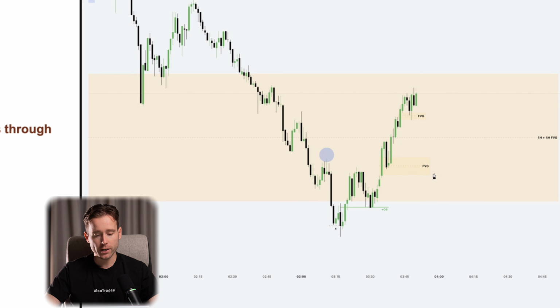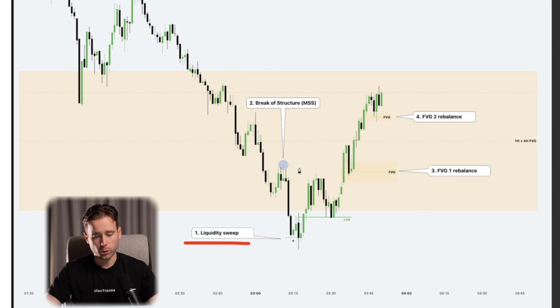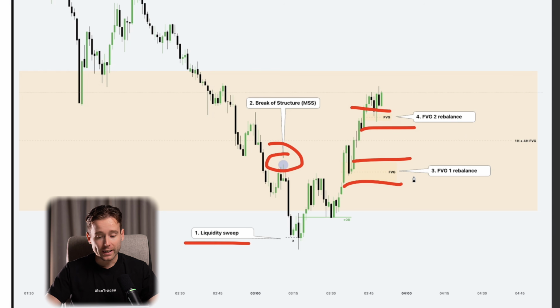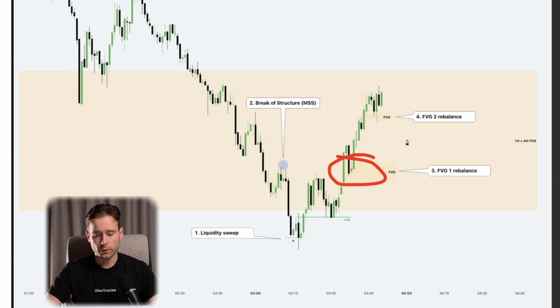So here is the buy structure we need to start looking at for the buy idea. So if you mark that out: liquidity sweep, break of structure, fair value gap 1, fair value gap 2. And again, here there's 2 different entry possibilities. First entry possibility is in the first fair value gap. Second entry possibility is in the second fair value gap.